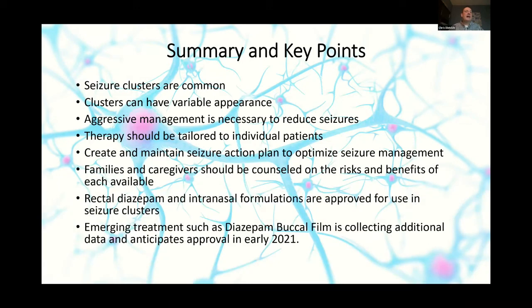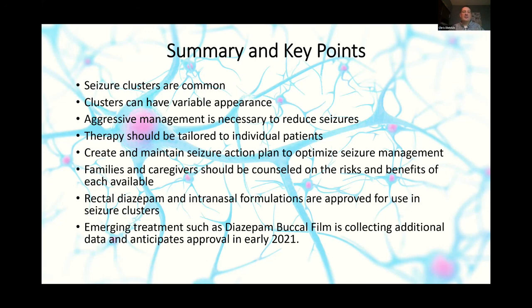So just to tie everything together, understand that seizure clusters are common. They're different from person to person. The type of seizures that you can have involved in your seizure clusters are different from person to person. The key thing is early aggressive management to reduce the severity, the length, and the frequency of the seizures, which hopefully will prevent additional ones down the road. Each of these treatment options, just remember, is tailored individually. That's on you and the physician to look at you as a whole person and say, okay, what's going to work best for me?